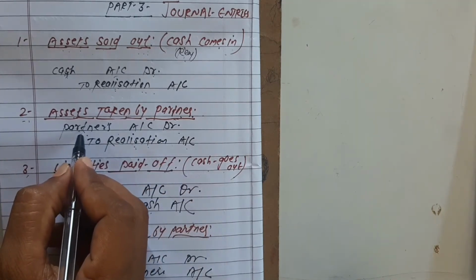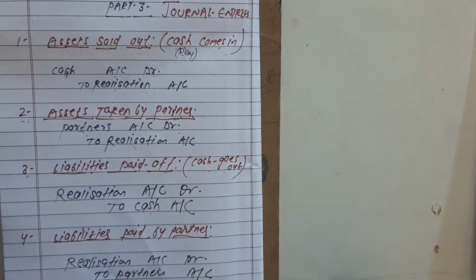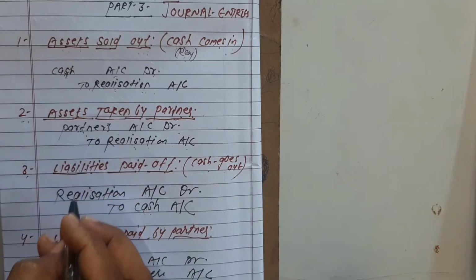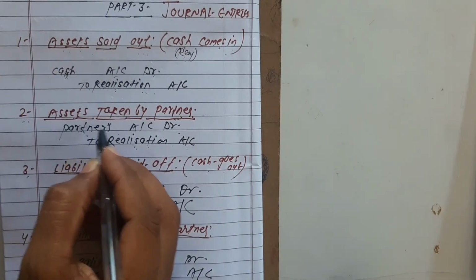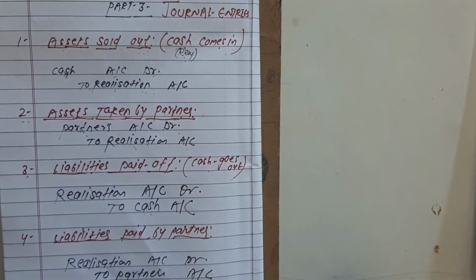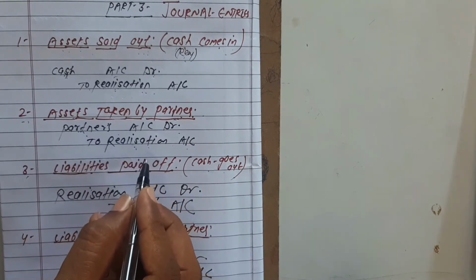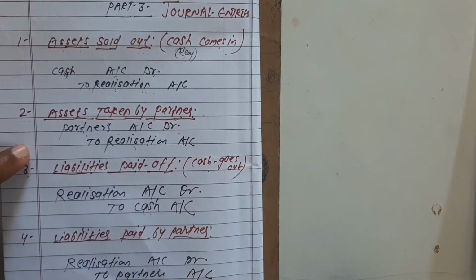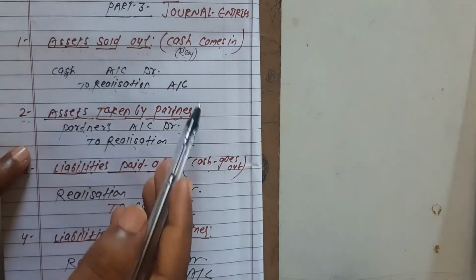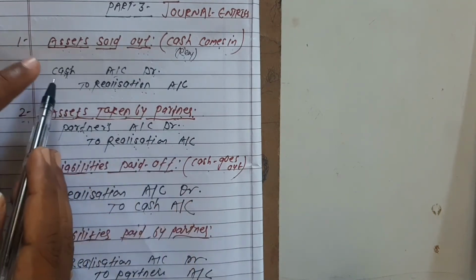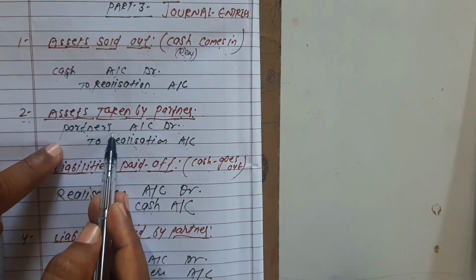So you see, not only partners, if there are two partners, if A has taken over the goods or the assets, we have to mention A's capital account. If B has taken over the goods, we have to mention B's capital account. Okay, so these two are important and very easy. For assets sold out, cash account debit to realization. If taken by a partner, instead of writing cash, we have to use the term partners.